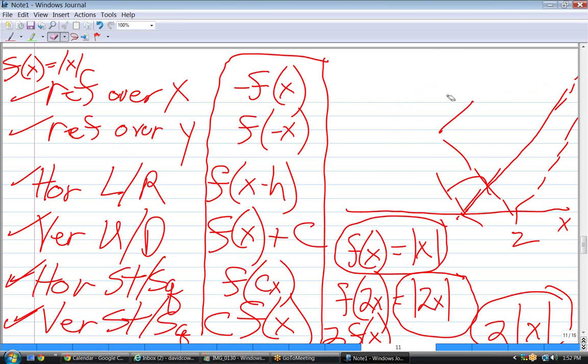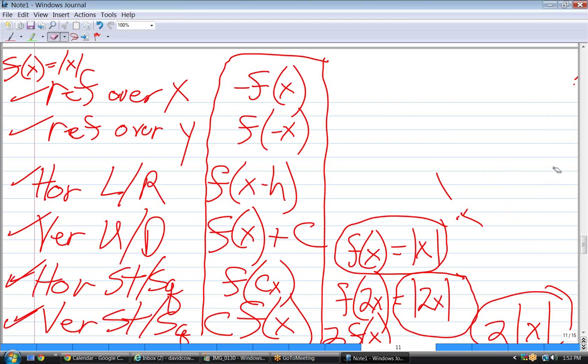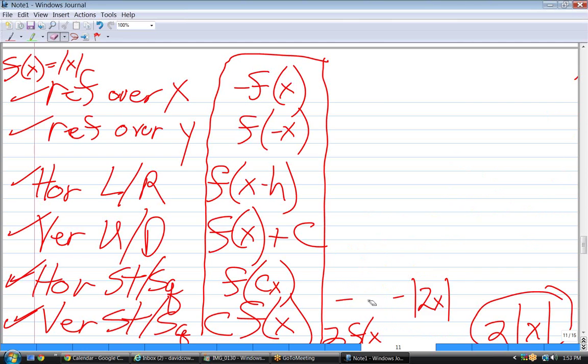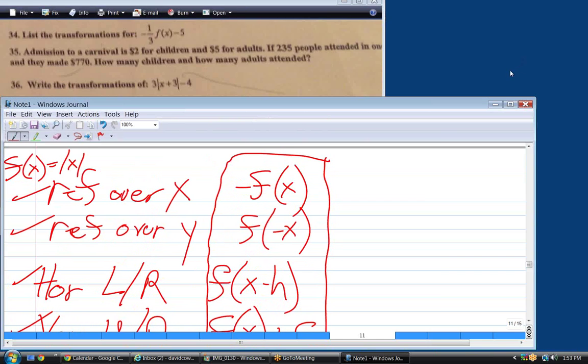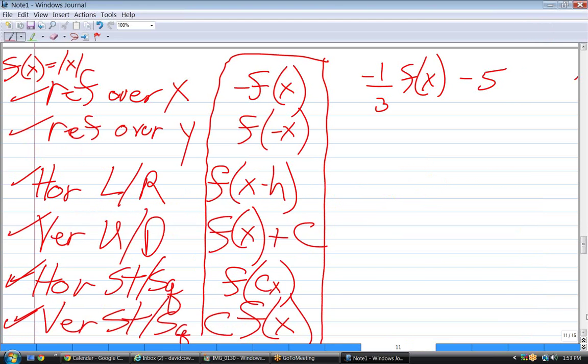Let's even erase all of this over here. I used the absolute value function to illustrate these various transformations, but it applies to any kind of function, whether it's linear, quadratic, absolute value, cubic, no matter how curved it is. All of these transformations apply. Well, the function they gave us was minus 1/3 f of x minus 5. There are three things that are being done to that function. Tell me what they are.